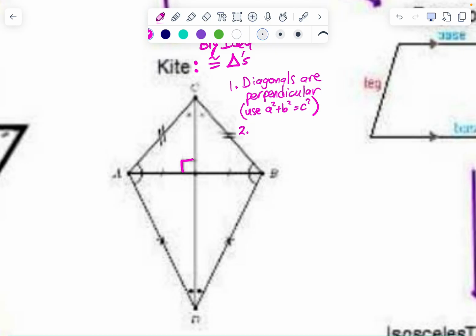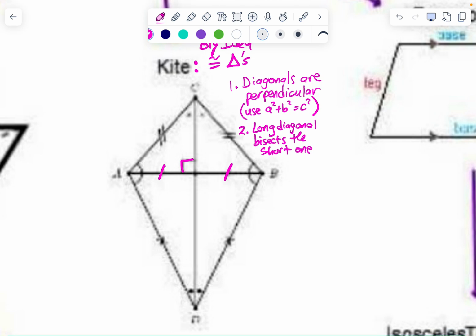Okay, number 2, second property. The long diagonal bisects the short one. What does bisect mean? Yeah. Okay, so make sure that is showing. That means these two little segments, we don't have a center letter, but like A to the center, B to the center, those are congruent. So it's split in half.